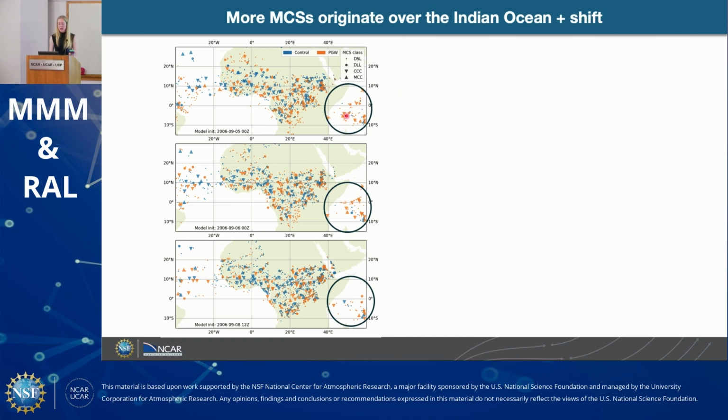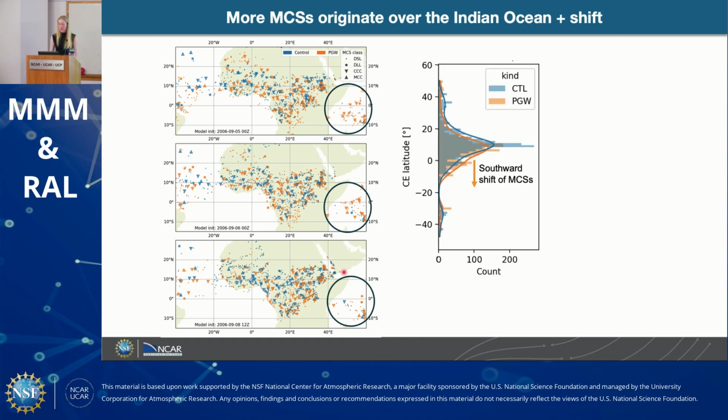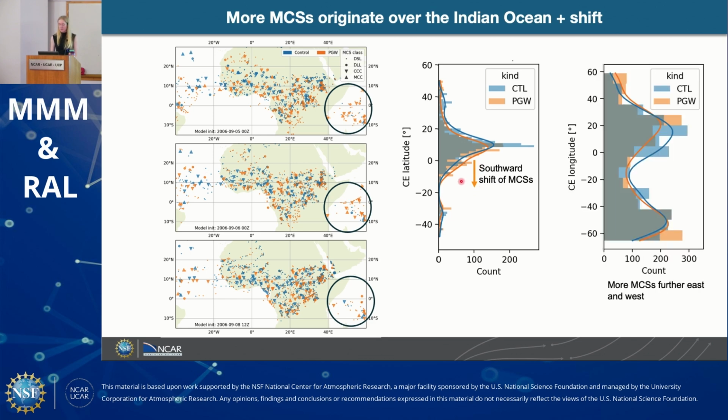So what really jumps out from these results is that you have more MCSs originating over the Indian Ocean. If you look at this as a function of latitude, we also see a southward shift in the MCSs, particularly just below the equator here. Looking at this as a function of longitude, we see more MCSs in the PGW runs tend to occur further east and further west in the future climate. So the further west MCSs could be maybe pre-tropical cyclogenesis events, but we're still looking into that to see what those might be.